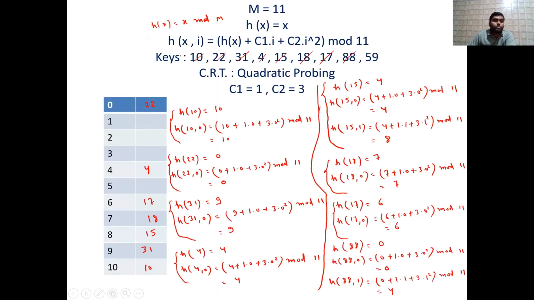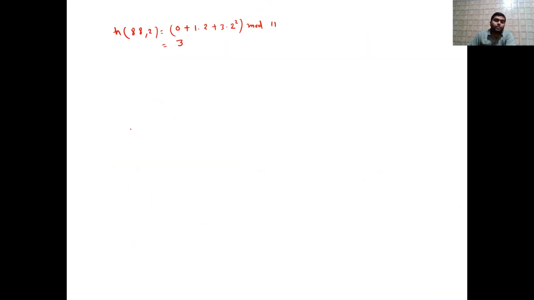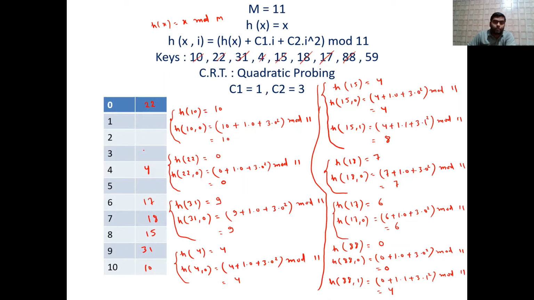So 0 plus 1 dot 2 plus 3 dot probe number 2, so it is 2 square, and mod of 11. So this will return 1 into 2, which is 2, and 4 into 3, which is 12. 12 plus 2 is 14. 14 mod 11 is going to be 3. Observe, so 3, yeah, space is available. So 88 will be stored at 3. So this is the beauty of that, that it is jumping to a random location.